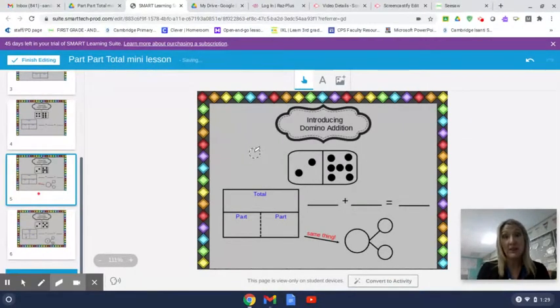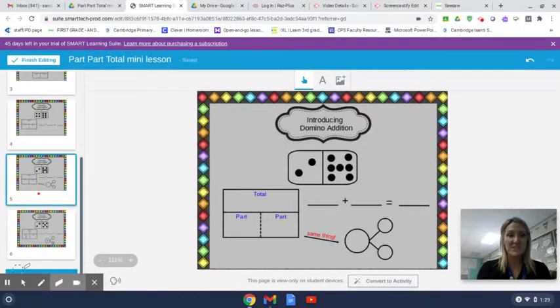You can pause the video right now and maybe get a piece of paper or just think for a minute, but what number would go here? What number goes here in this part? And what is the total? Or maybe you want to draw a number bond. What's this part? What is that part? And what is the total? Okay? Pause it if you want to, and then I'm going to keep going.